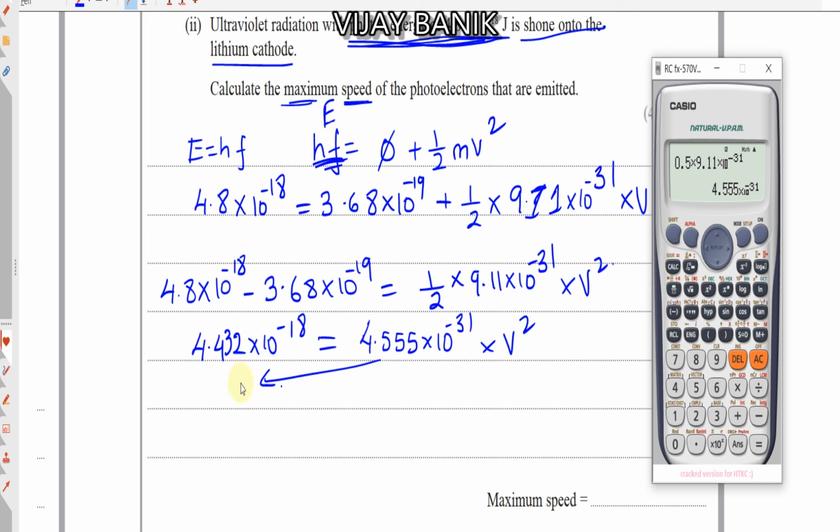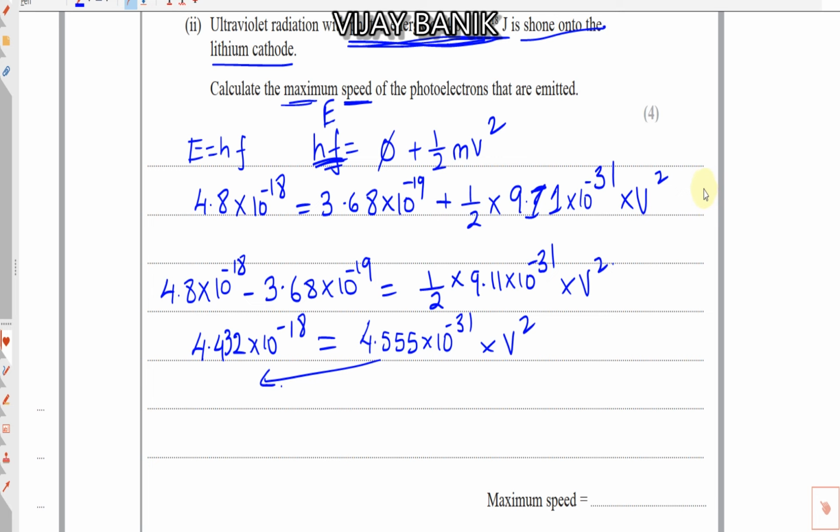So let's see, 4.432 into 10 raised to minus 18 divided by the answer which we got, okay, root of the answer. So this is the speed of the electron. How much is it? 3.1 into 10 to the power 6 meter per second. I hope this is the speed.